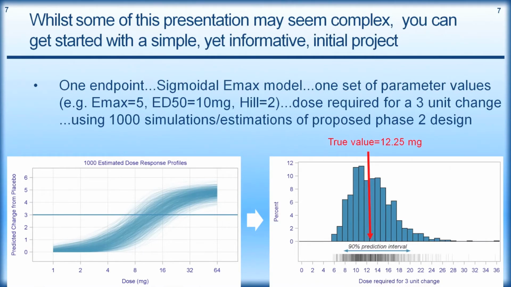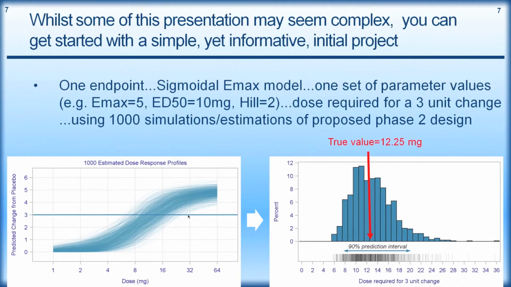If you're fairly new to designing studies, some of this presentation may seem complex. What I wanted to say with this slide is that you can start with a very simple yet informative initial project. So for example, here we have one endpoint, it's an efficacy endpoint, and we have perhaps an Emax of around 5, an ED50 of around 10, and a Hill coefficient of 2. And perhaps a metric we're interested in is the dose required to get an effect of 3.